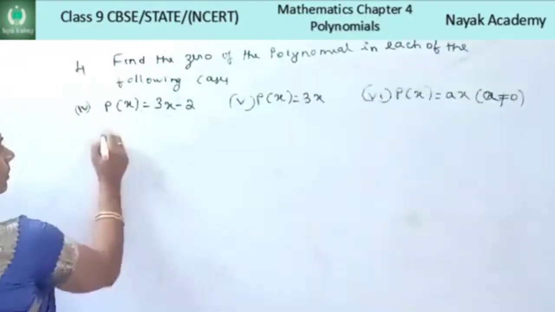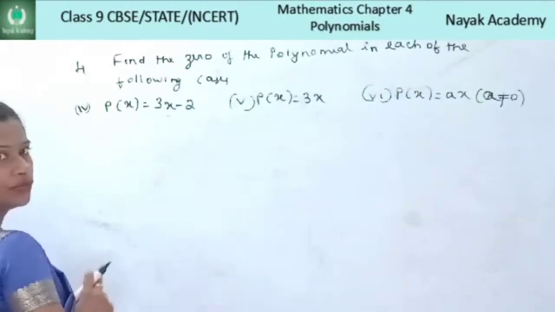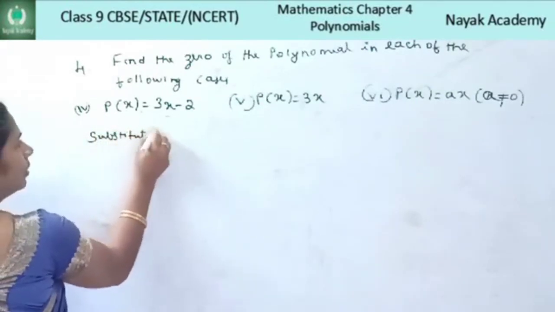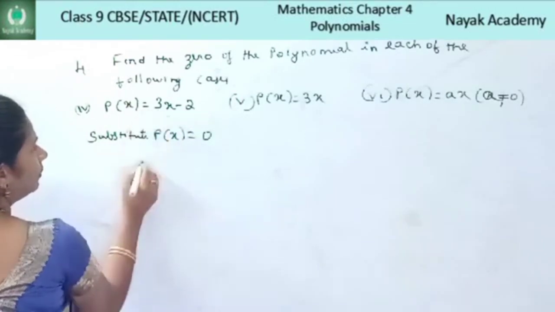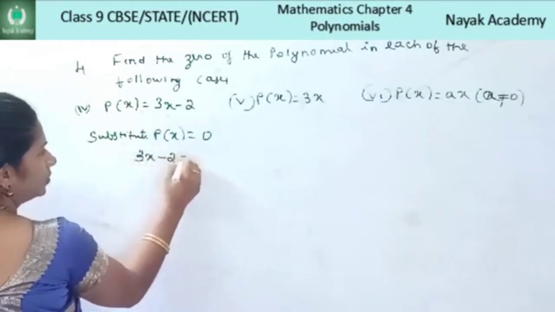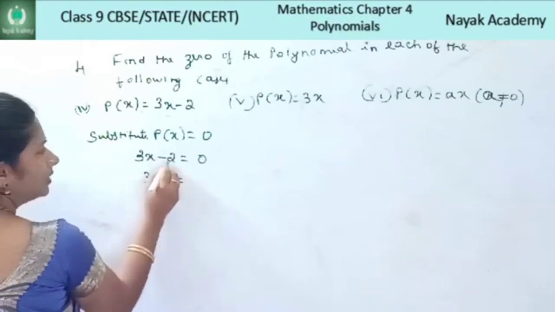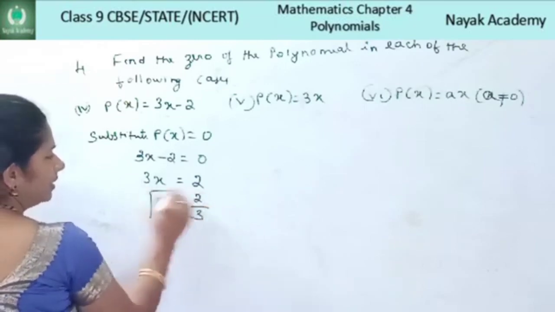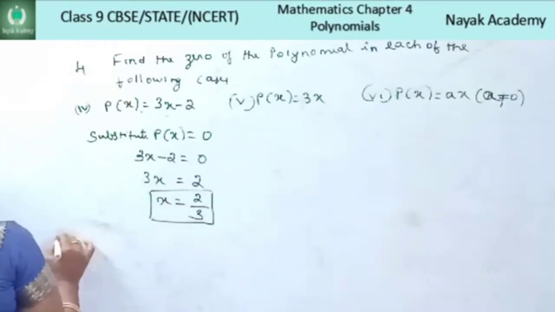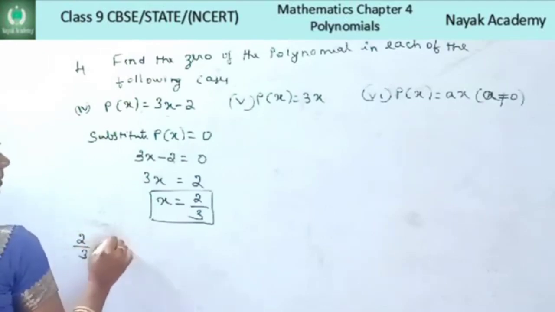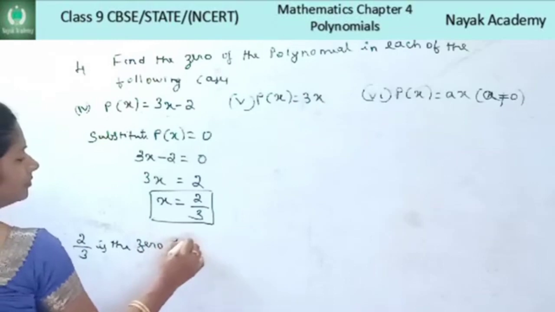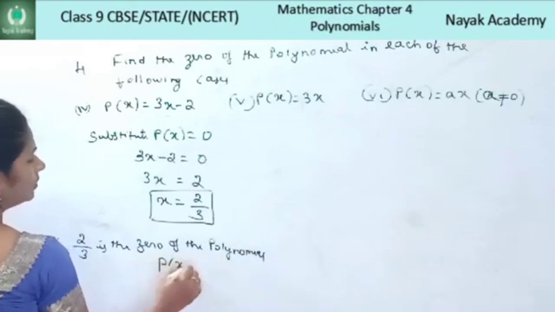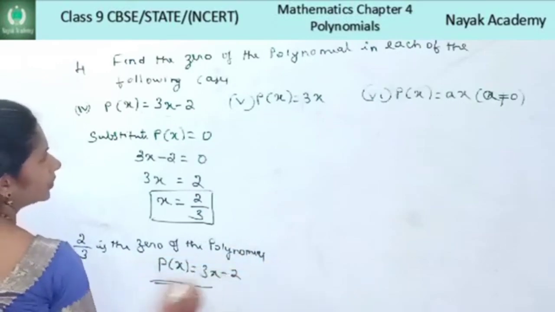Coming to the fourth problem, p of x is equal to 3x minus 2. We have to find the zeros of a polynomial. Substitute p of x equal to 0. What is the p of x value, children? It is given. It is 3x minus 2 equal to 0. So 3x value minus 2, if you transpose to right hand side, it becomes plus 2, and x value is 2 by 3, and it is the zero of the polynomial. Therefore 2 by 3 is the zero of the polynomial p of x is equal to 3x minus 2.